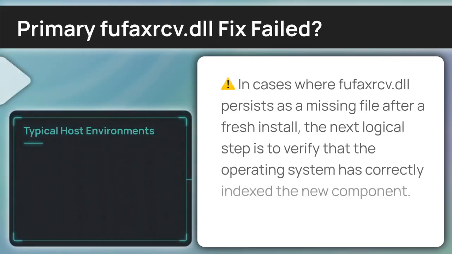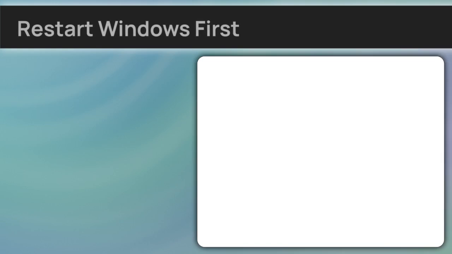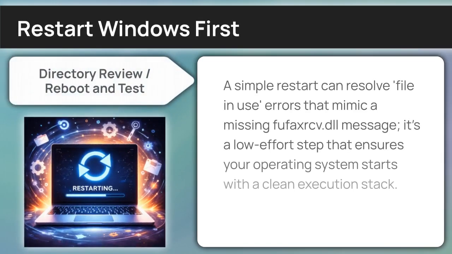When a standard reinstall doesn't cut it, we move to advanced diagnostic steps to ensure the system is properly configured. A full system restart ensures that no background processes are currently locking the Fufaxrcv module file. A fresh boot allows Windows to reinitialize its library map from a clean state.